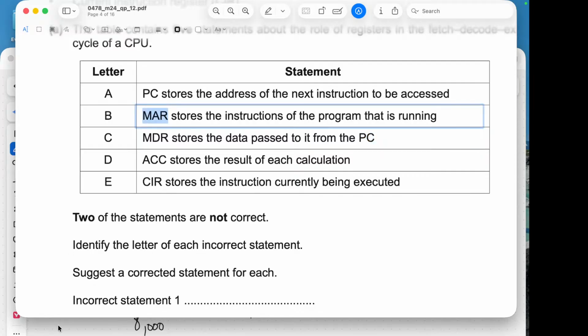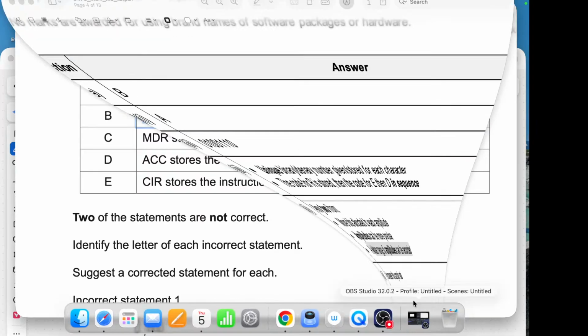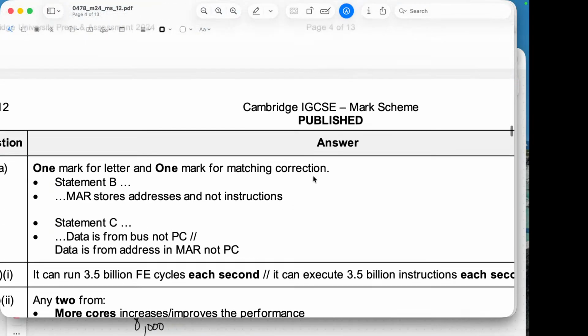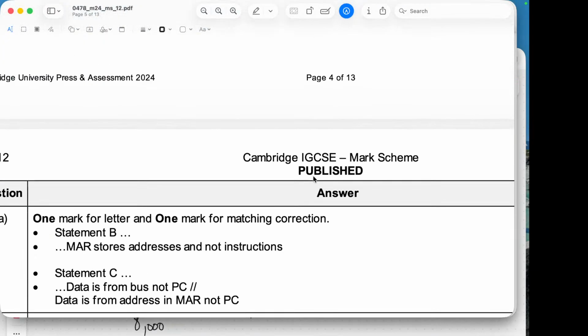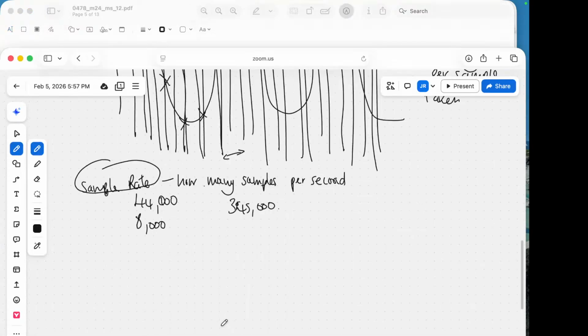If we have a look at the mark scheme for that, I'll go through this anyway, I think whenever von Neumann comes up it's worth talking about it. Statement B: the MAR stores addresses and not instructions. Statement C: data is from the bus, not the PC, or is from the address in the MAR, not the PC. So let's just go over von Neumann architecture. I think it's worth doing it.